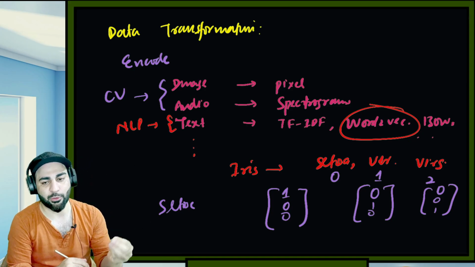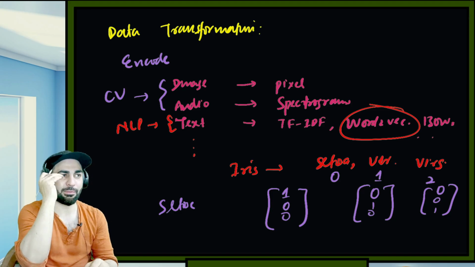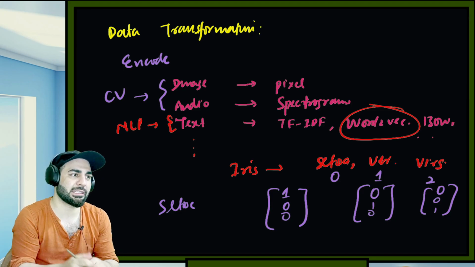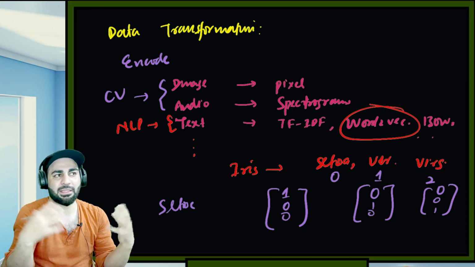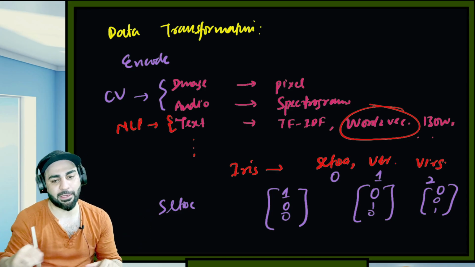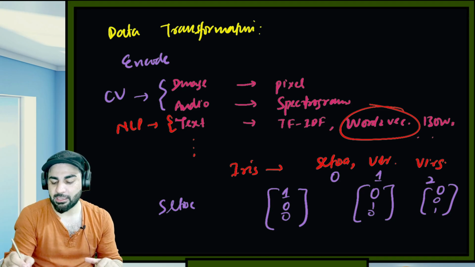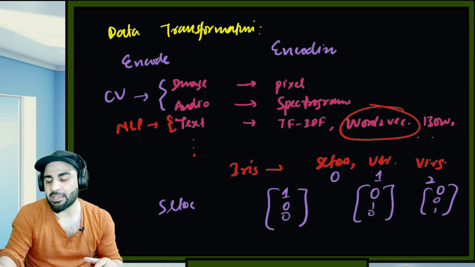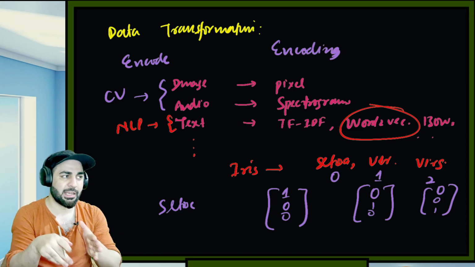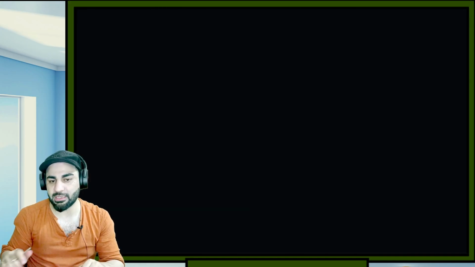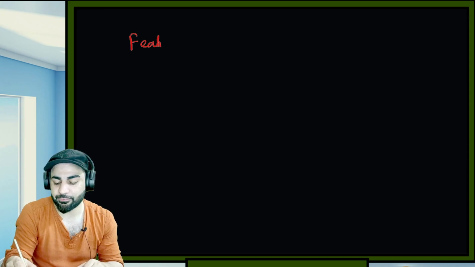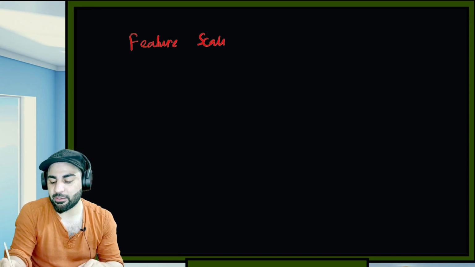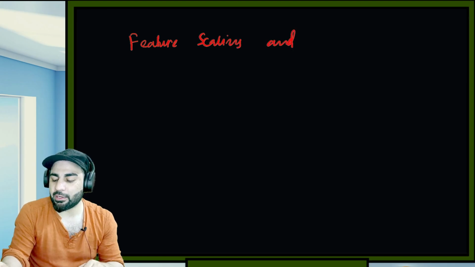Then we have ordinal encoding, where you have a meaningful order, let's suppose low, medium, high, something like this. So there are a lot of types of encoding that we will see. Encoding has to be done for the columns, for the features, as well as for the targets if it is a supervised learning setting. Then what we do is feature scaling and normalization.